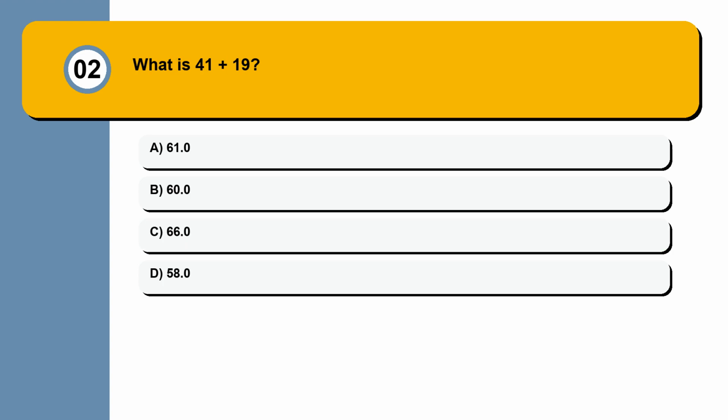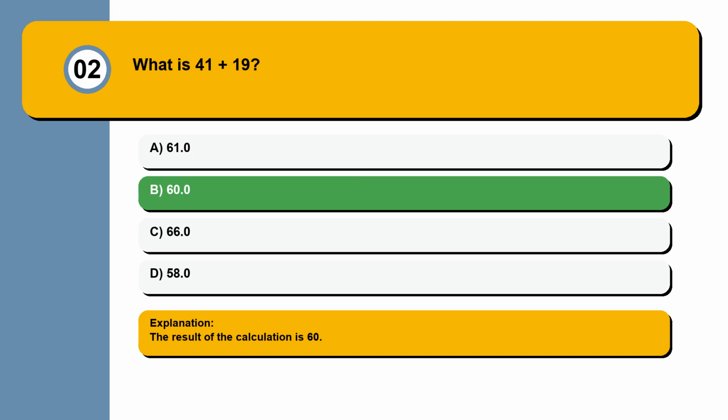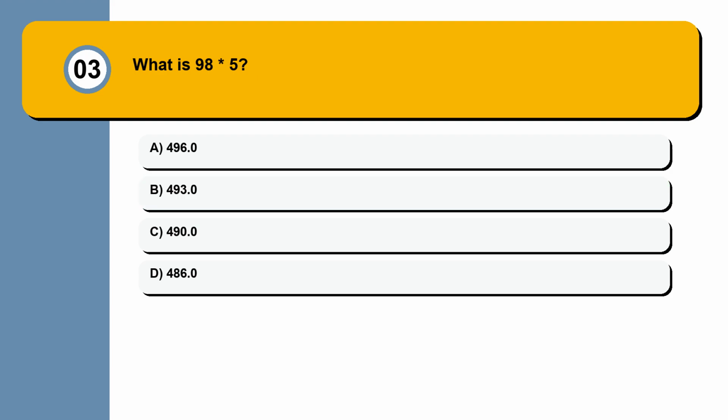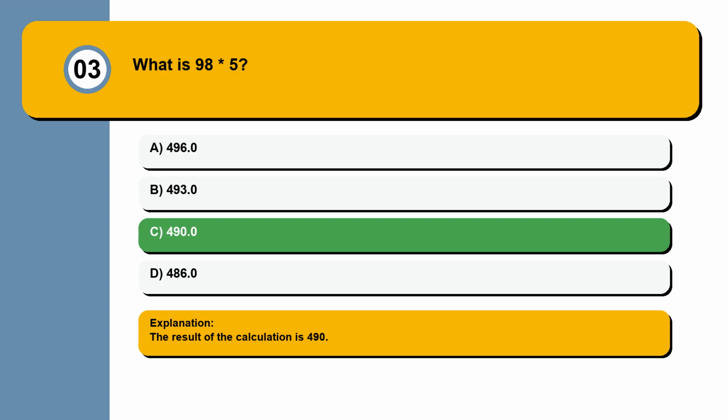Question 2. What is 41 plus 19? Options: 61, 60, 66, 58. The result of the calculation is 60. Question 3. What is 98 times 5? Options: 496, 493, 490, 486. The result of the calculation is 490.